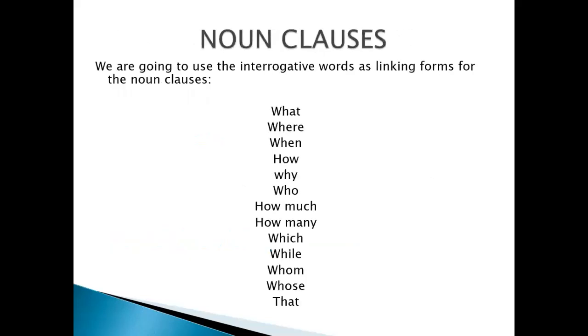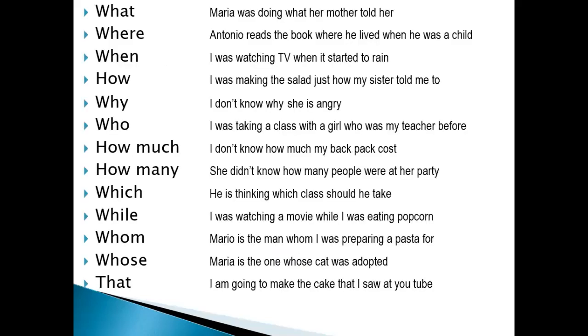We have also noun clauses, and we are going to use interrogative words as linking forms. Now, what does this mean? Okay, this means that we're not going to use the interrogative words to make questions, but to make affirmative sentences. We're going to use these interrogative forms to unite or to gather two sentences. Could be two independent clauses or one independent and one dependent. In this case, we have some examples.